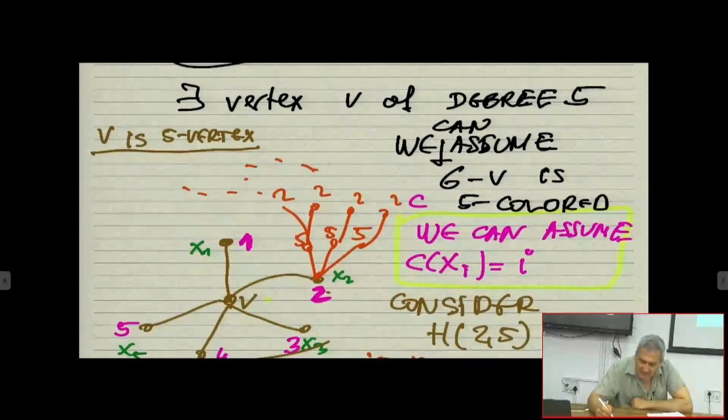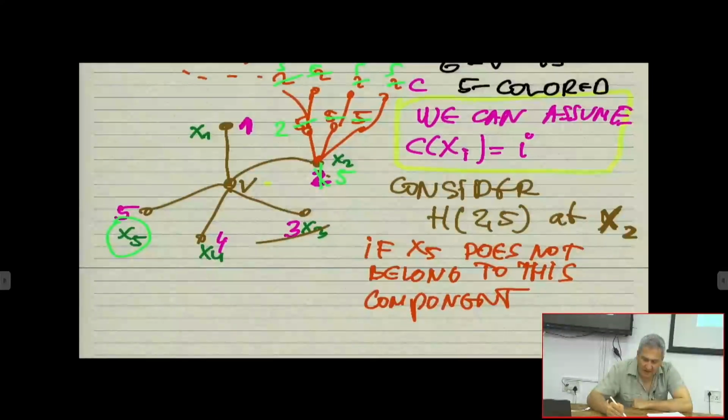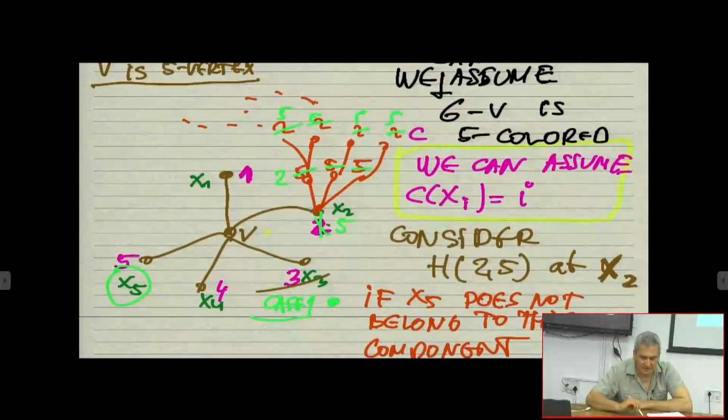Maybe I can use some other color here. Then we change everything. Instead of 5, we put here 2. Instead of 2, we put here 5. Instead of these 2, we put 5, 5, 5, 5. But since X5 doesn't belong to this, this is case 1, yes? X5 stays 5, yes? And then we can put here color 2.